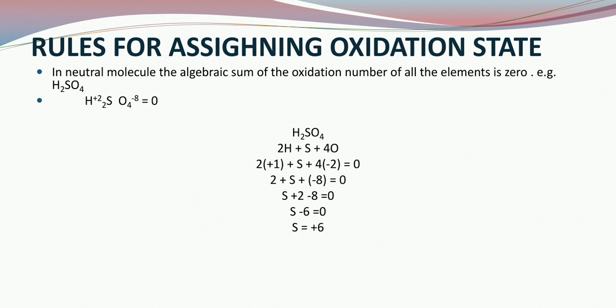Now how is the algebraic sum of the oxidation numbers of all the elements equal to 0? Calculated: hydrogen oxidation state +2, sulfur +6. +2 +6 is equal to +8, and oxygen -8. Now +8 -8 is equal to 0. So overall the algebraic sum of the oxidation numbers of all the elements present in sulfuric acid is 0.